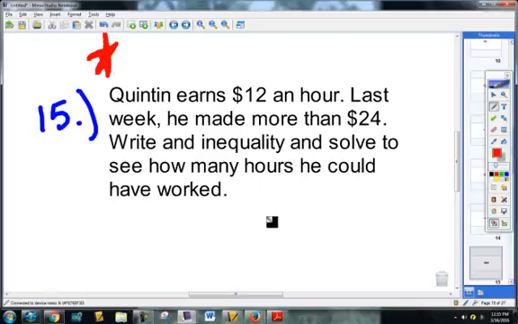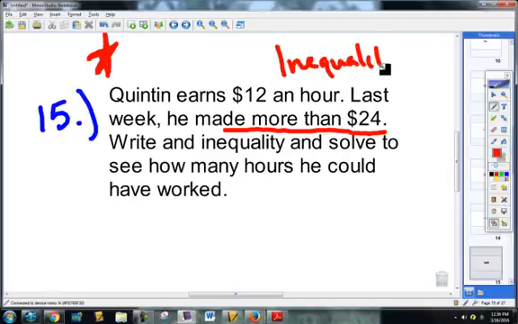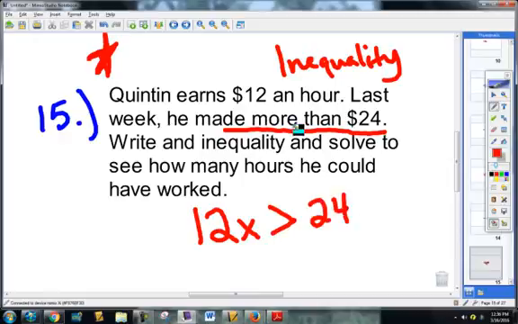Or babysitting. Okay, now look, Quentin earns $12 per hour. Last week he made more than $24. So right away, is this going to be an equation? No, it's going to be an inequality because you used one of those inequality words. So I know that he did 12 times the number of hours he worked, and that had to be more than the $24 that we know he made more than, right?